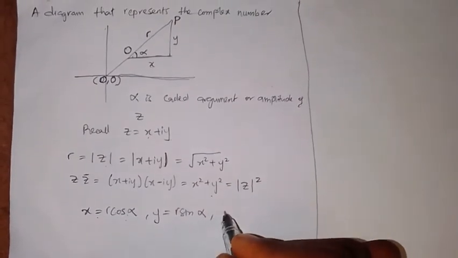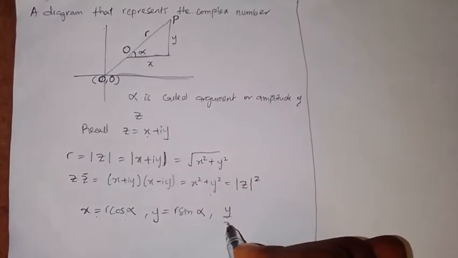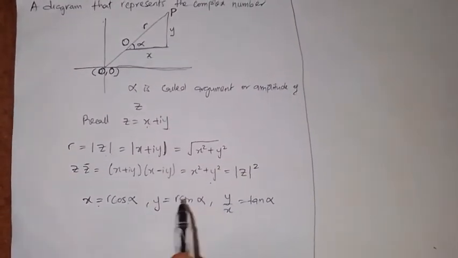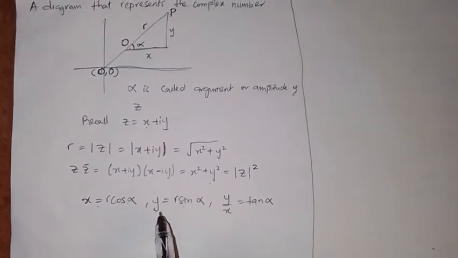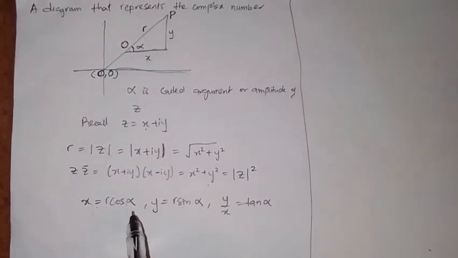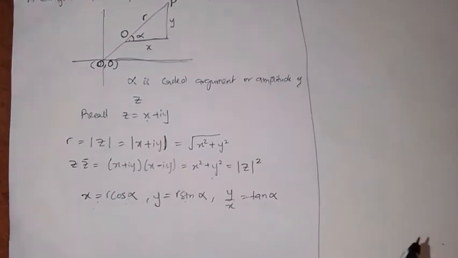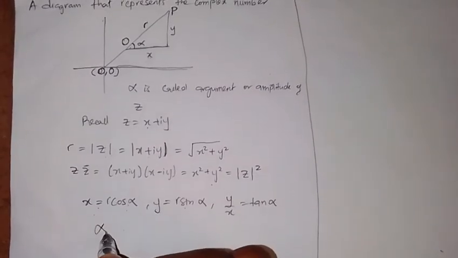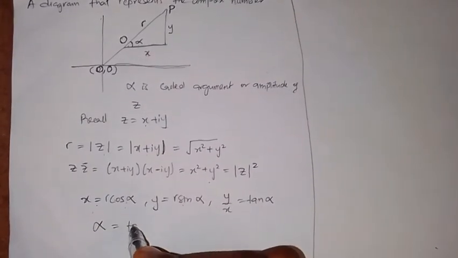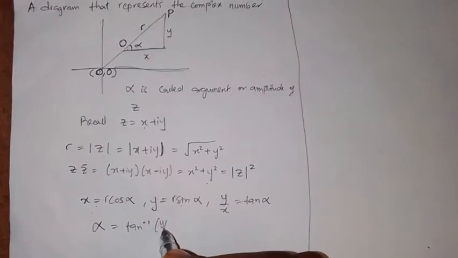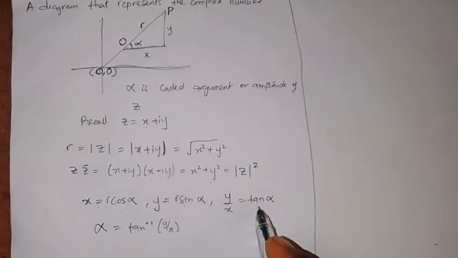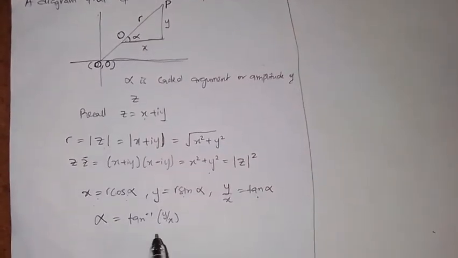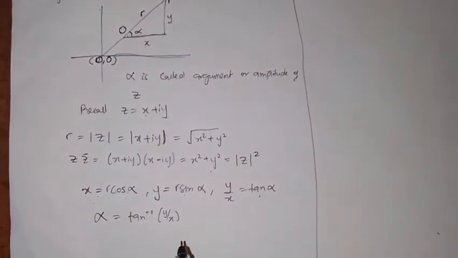For tan alpha, we have Y over X. Tan alpha equals Y over X, since sine over cos is tan. So Y over X equals R sine alpha over R cos alpha, R cancels R, leaving sine over cos, which is tan. Therefore alpha becomes tan inverse of Y over X. If tan alpha equals Y over X, my alpha becomes tan inverse of Y over X.